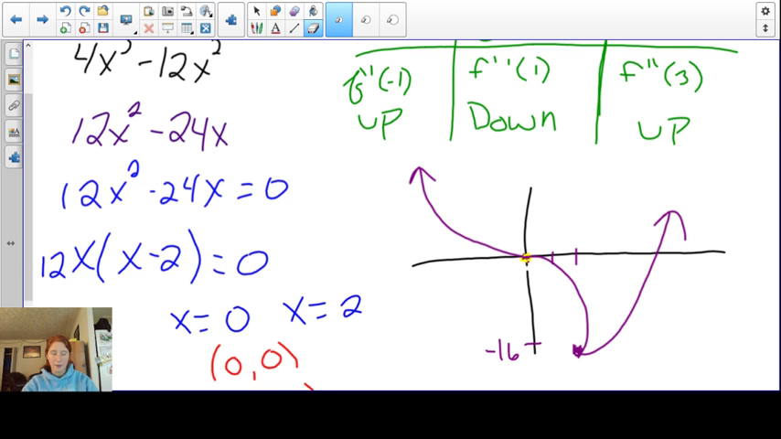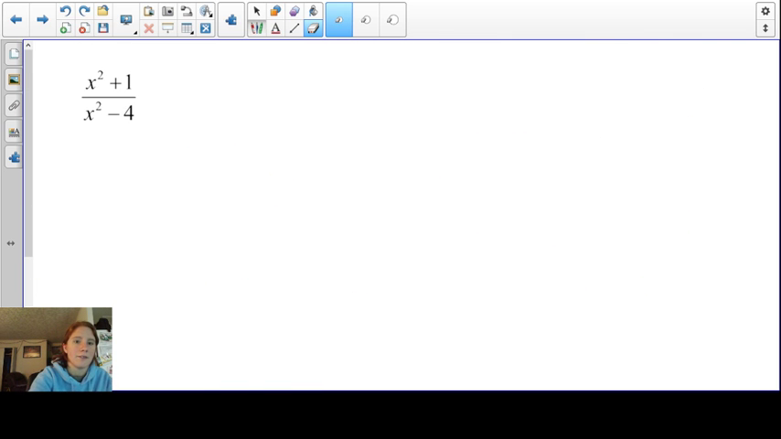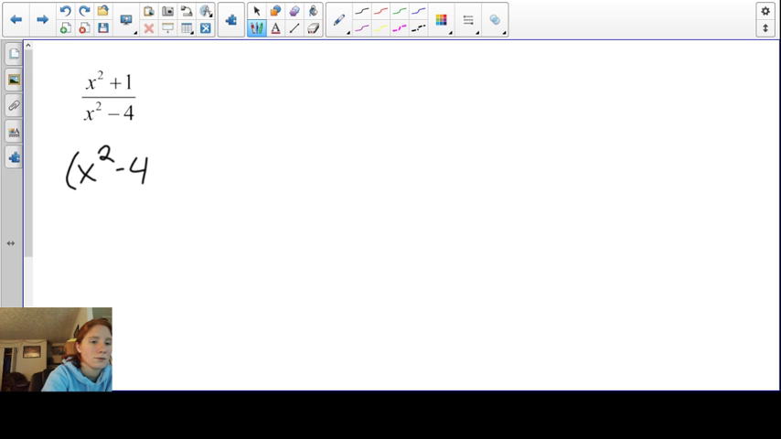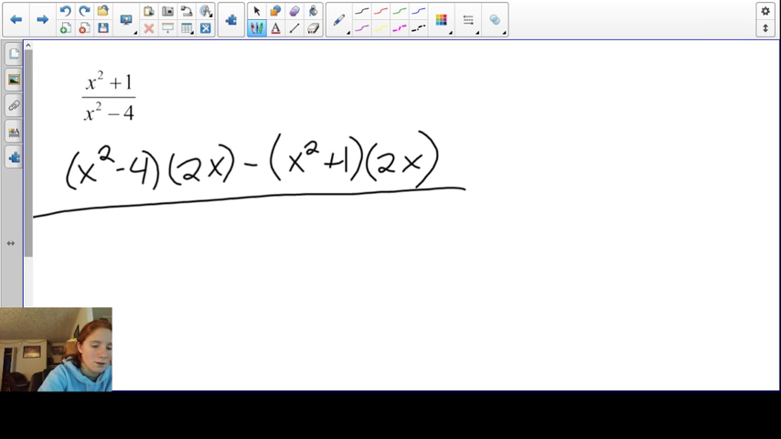So that is my first example. Okay, so let's take a look at the second one. Oy vey, I got a quotient rule. Scary, scary. Okay, first steps first. Let's take the first derivative. So I have low d high minus high d low, all over low squared.